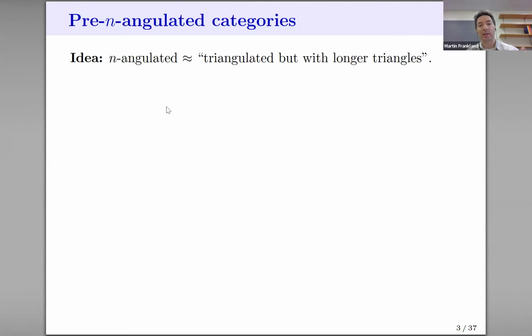Well, the idea is that the structure is very similar to a triangulated category, but you have longer triangles. So just right off the bat, n-angulated here has nothing to do with higher triangulations in the sense of multi-triangulations with more coherence. Totally different ballgame. You just have longer triangles. So a four-angulated category should really be called a quadrilateral-lated category, but we don't say that.